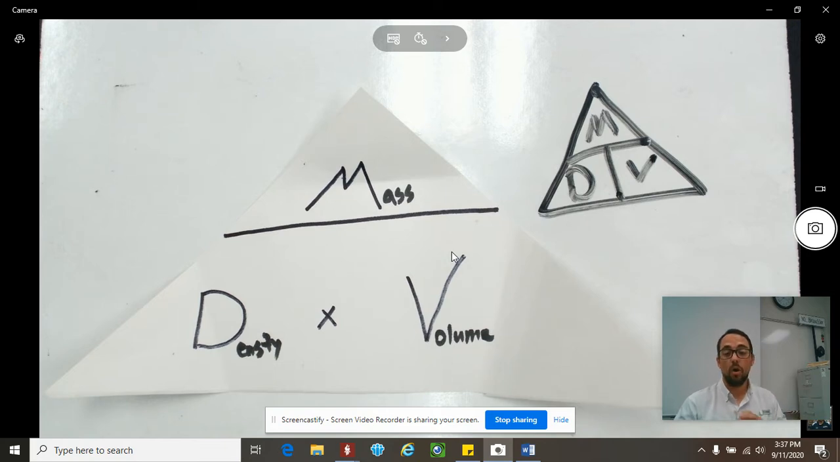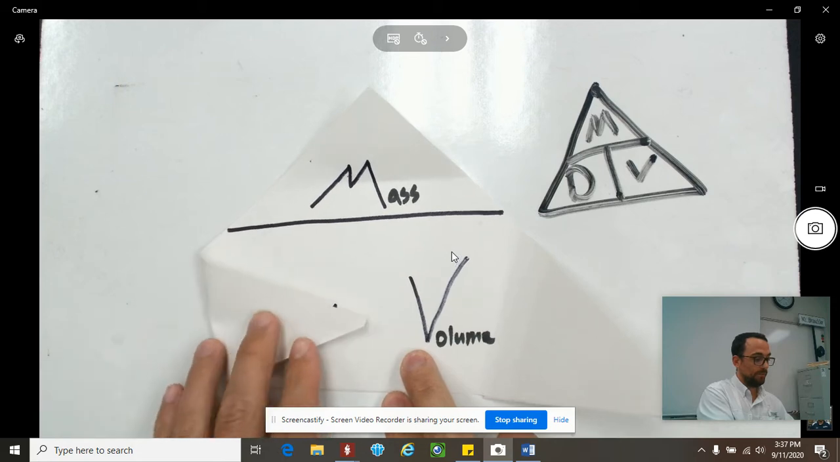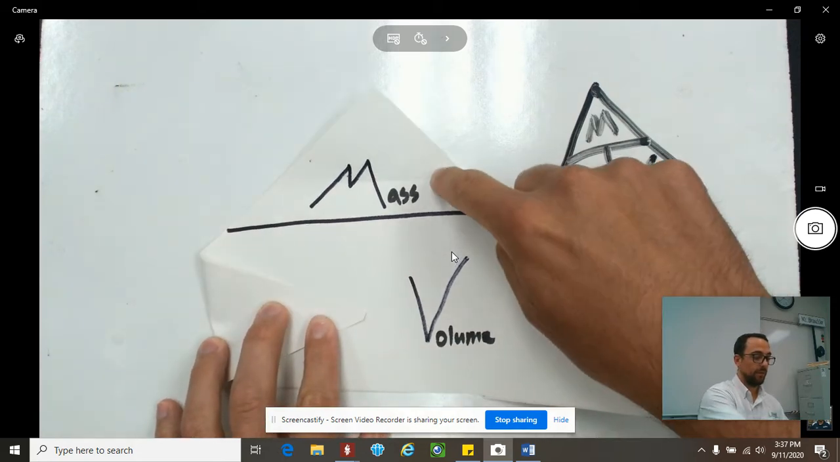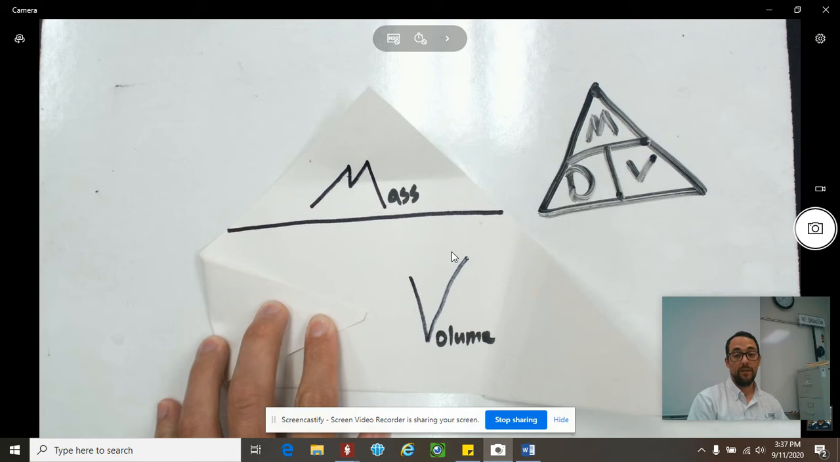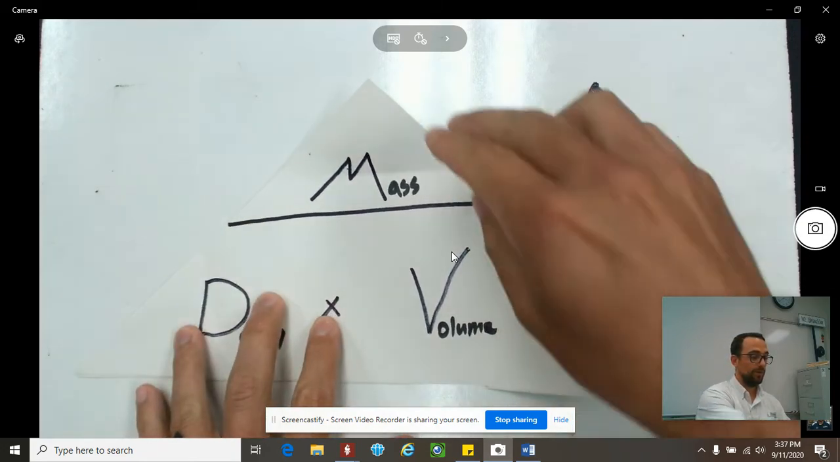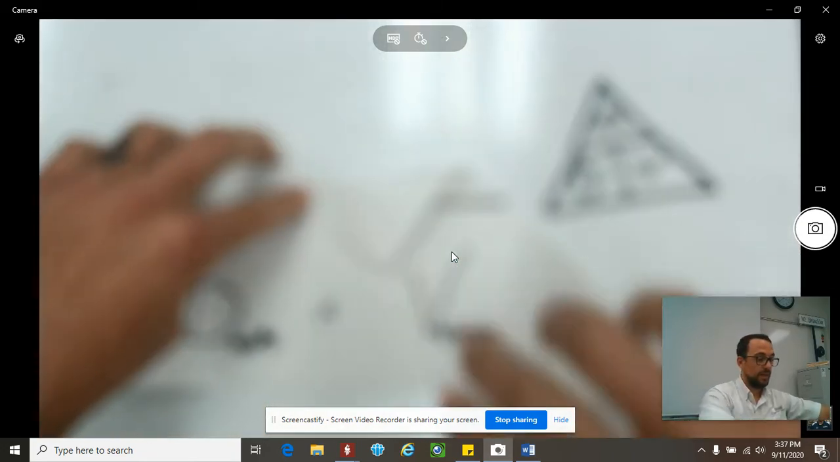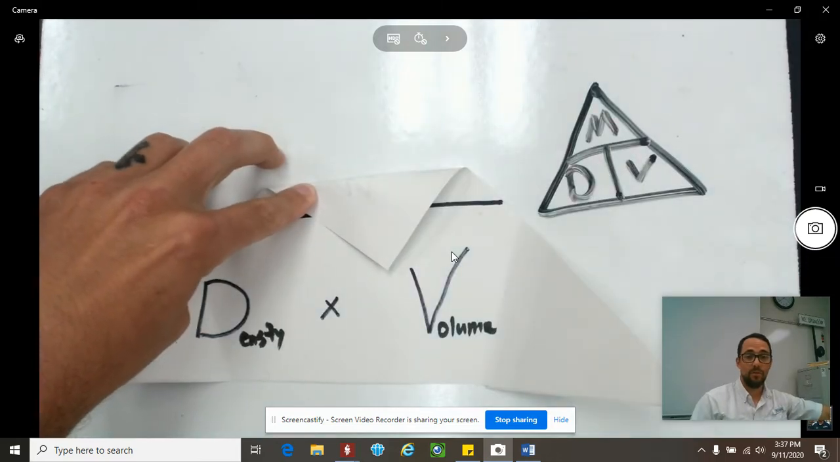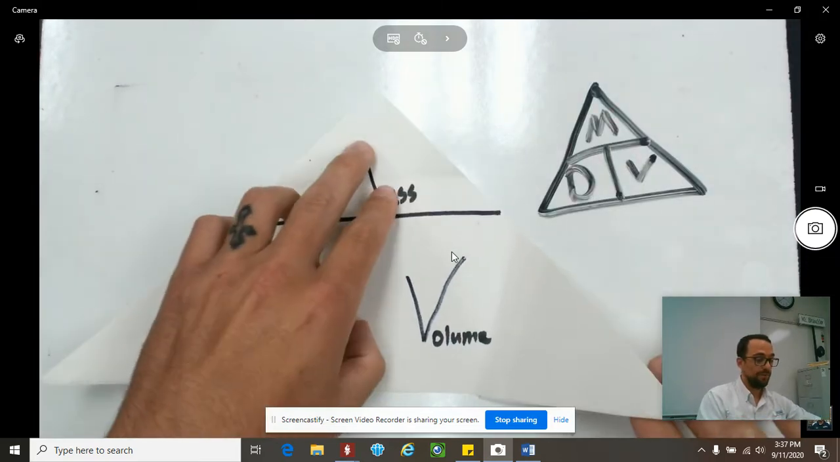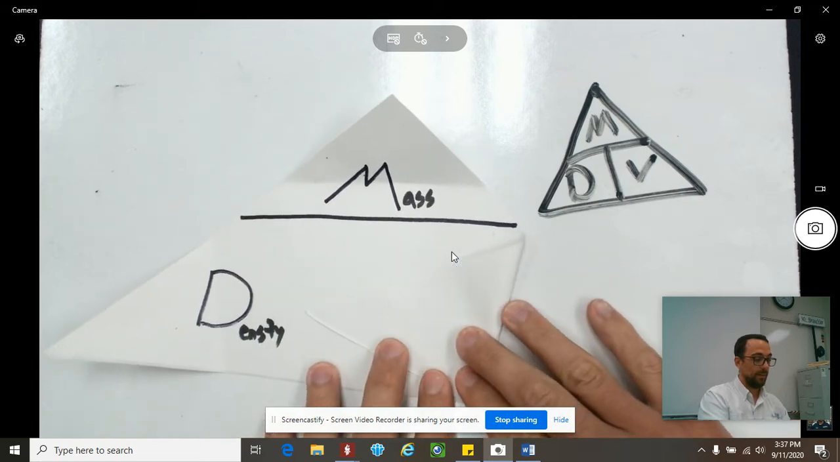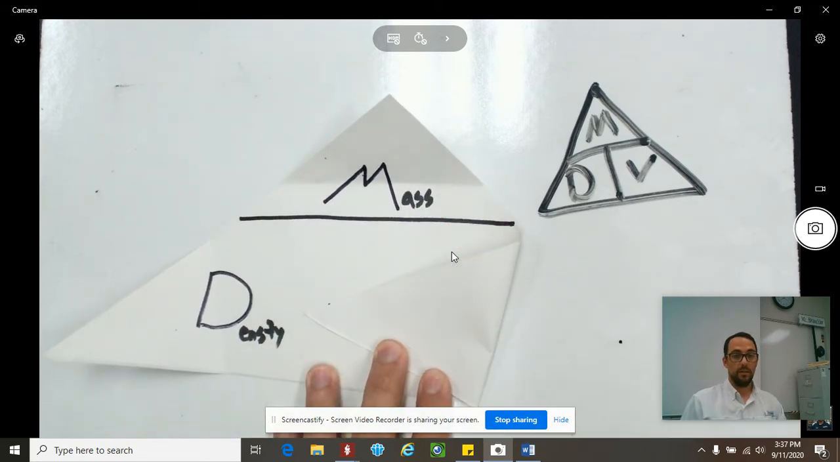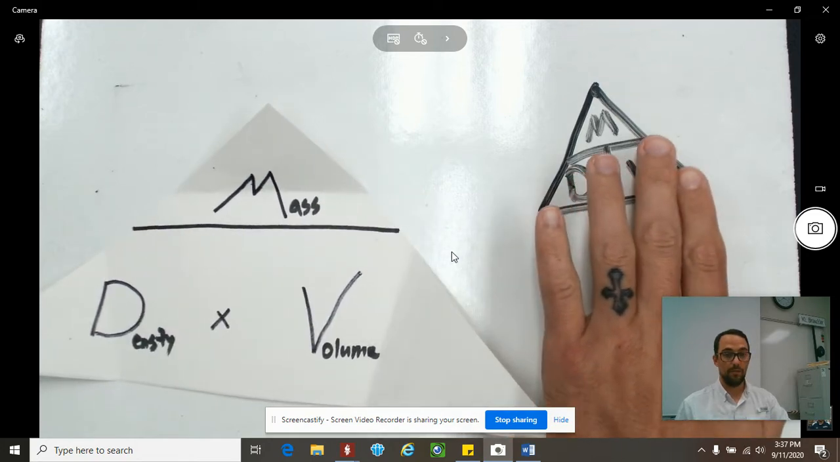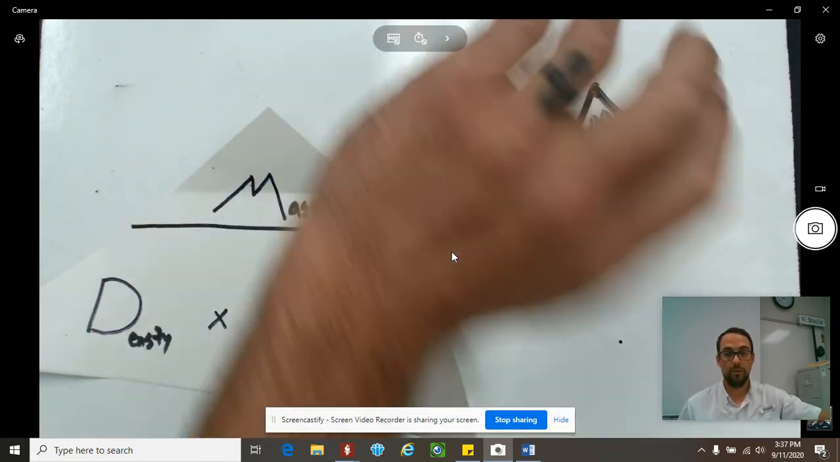With the triangle, all you do is cover up what you're looking for, and it will tell you what you need to do mathematically. If I'm looking for density, I cover up density, and what does that say? Anytime in math you have something over something else, you divide, so mass divided by volume, okay? I'm looking for mass. I cover up mass, and I have density times volume. If I'm looking for volume, I cover it up, and I have to do mass over density. Just cover up whatever you're looking for, and it'll tell you what to do, okay?